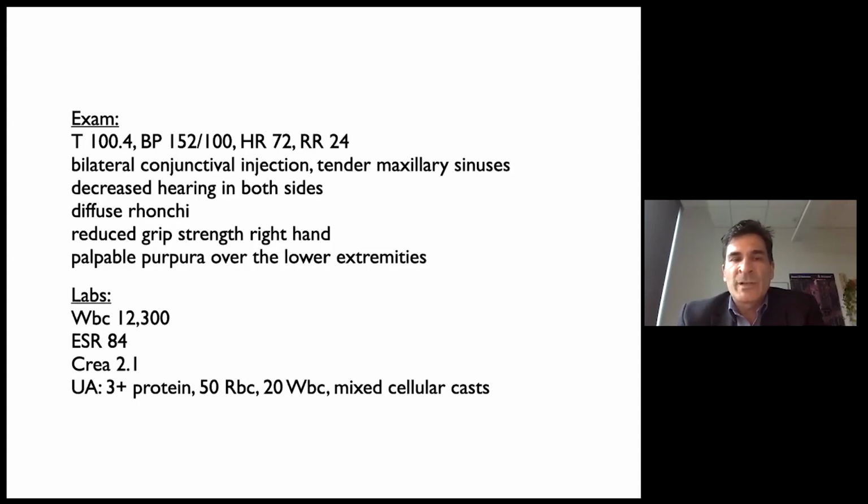Laboratory shows mild leukocytosis. He has an elevated ESR. Creatinine is elevated at 2.1, and the urinalysis shows 3+ protein with 50 red blood cells, 20 white blood cells, and mixed cellular casts.